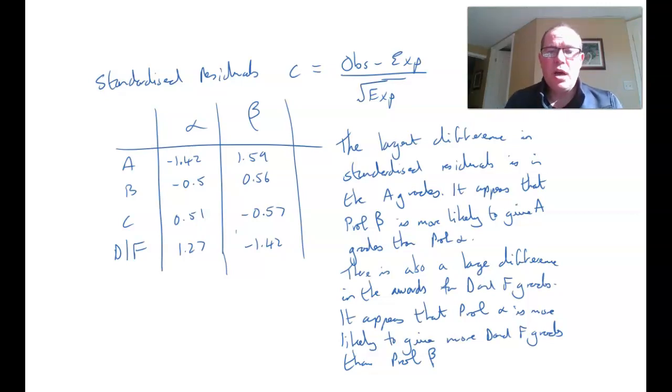There is also a large difference in the residuals for D and F grades. It appears that Professor Alpha is more likely to give more D and F grades than Professor Beta. And again, a large-ish swing there as well in the D and F grades, from 1.27 to minus 1.42.